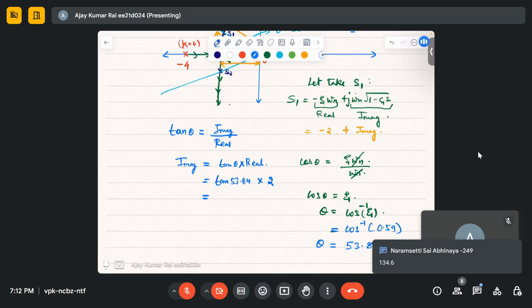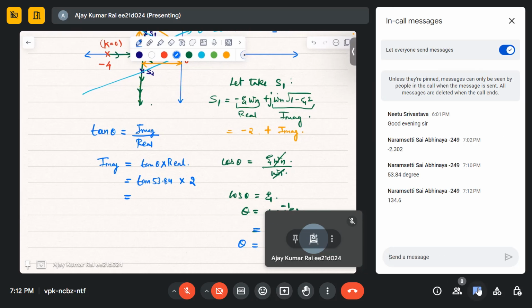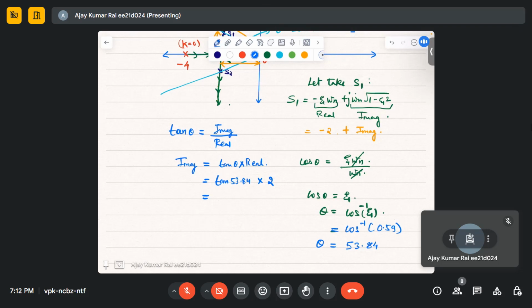You're getting 2.73. Okay, you're getting 134.6. Okay, then what is that? 134.6. Okay, I'm getting 2.73, or let me take 2.74 as the imaginary part.